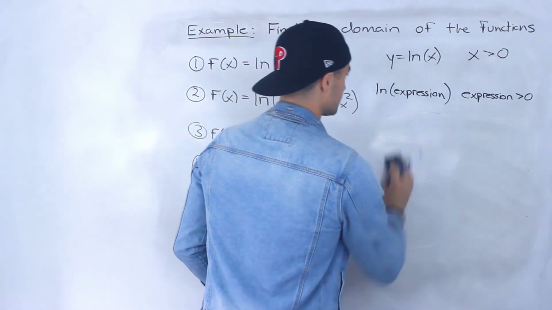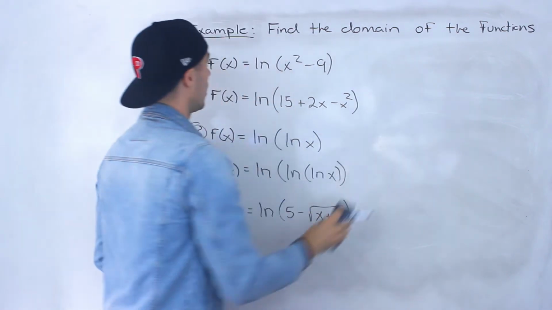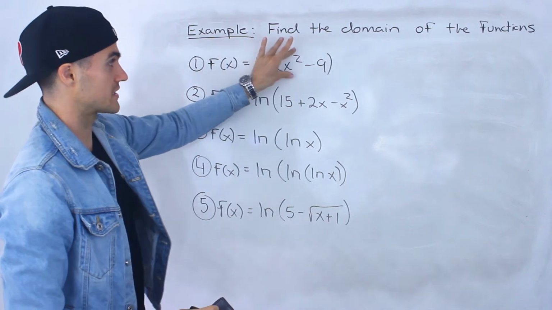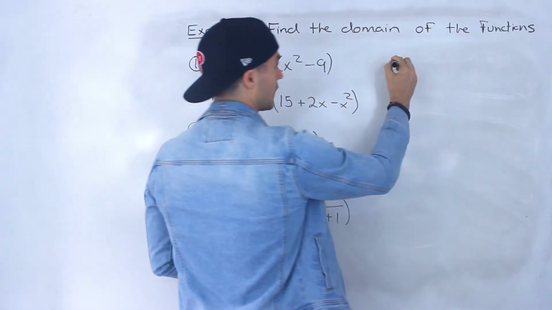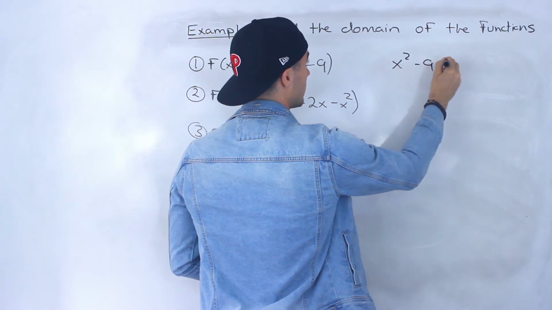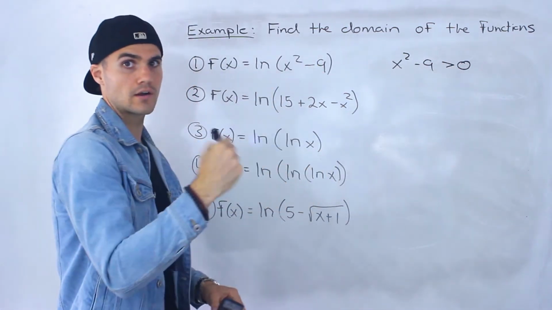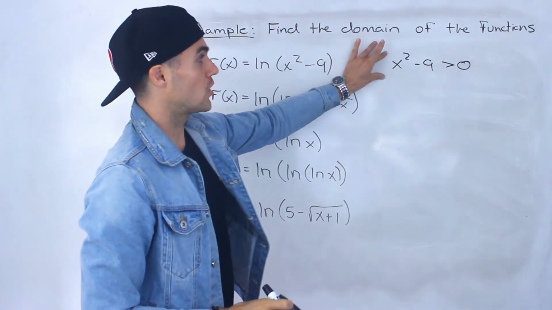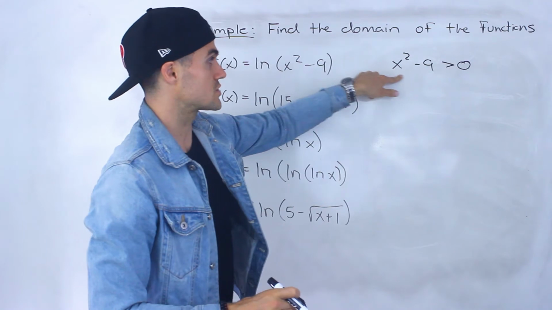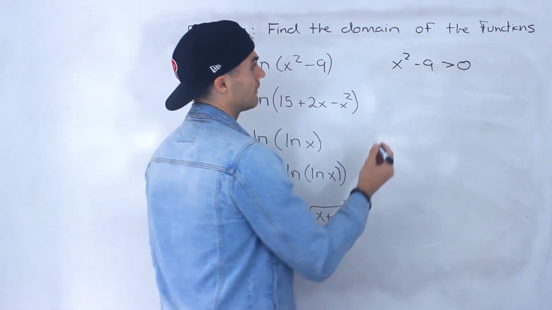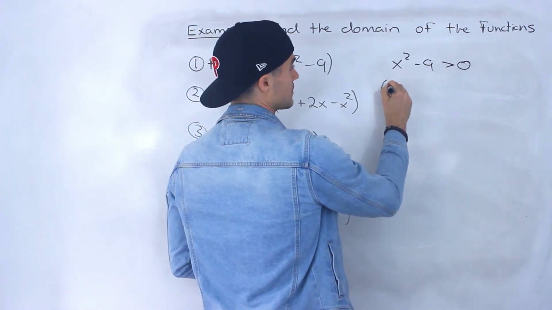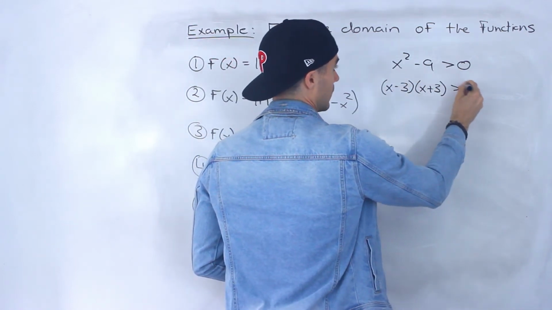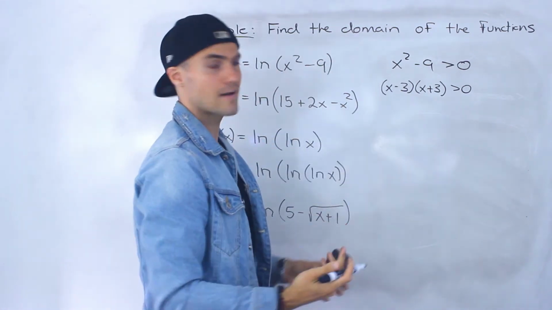So the first one, we got ln of x squared minus 9 over here. So we got ln of an expression. So that expression, we got to find out when is it greater than 0. Not greater than or equal to 0, just greater than 0. So we got to figure out when is this quadratic greater than 0. Notice this is just a quadratic here. So the way I like to do it is I like to find the intercepts. So notice we could factor this, x minus 3, x plus 3. We have to find out when is that greater than 0, and then I like to graph it.